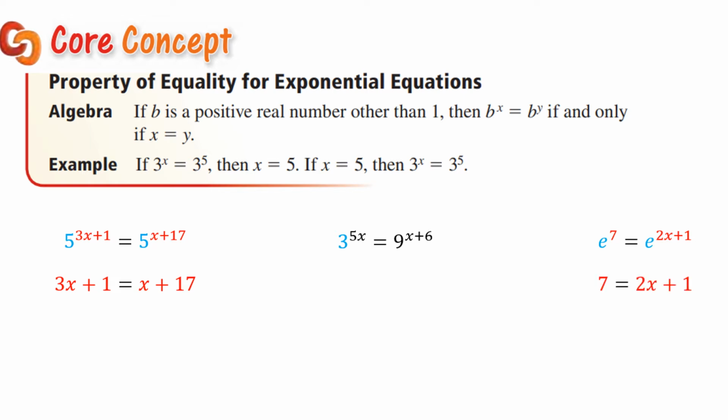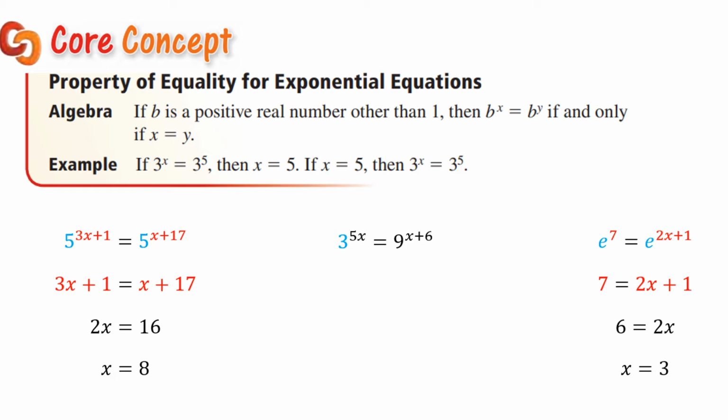Now all we need to do is subtract the x to the left, subtract the 1 to the right, subtract the 1 to the left, do a little bit of division, and we come up with either x equals 8 or x equals 3. Go ahead, plug back in. If x equals 8, we're going to have 5 to the 25th equals 5 to the 25th. Just confirm that that's true. And we'll also have e to the 7th is equal to e to the 2 times 3 plus 1, e to the 6 plus 1, e to the 7th.